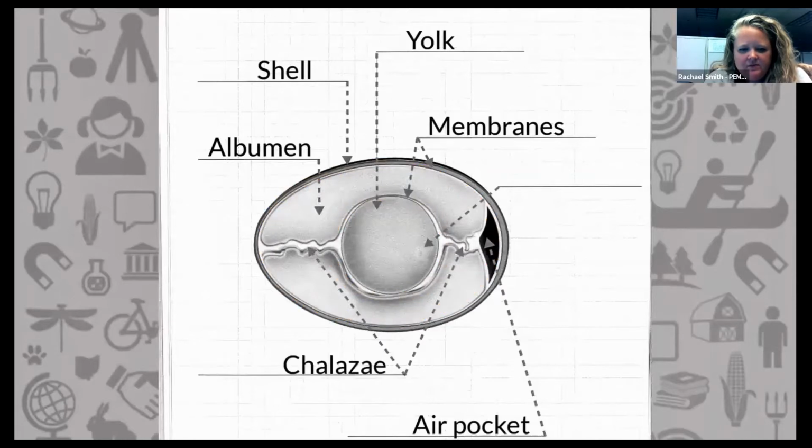The chalazae, which is those two white ropes that you can see on each side of the yolk, and then the germ spot, which we may have some issues finding when we crack an egg open, but it's the tiny little white spot on the yellow yolk.